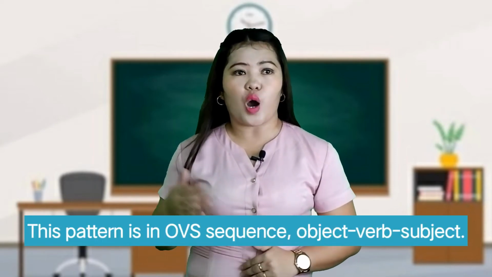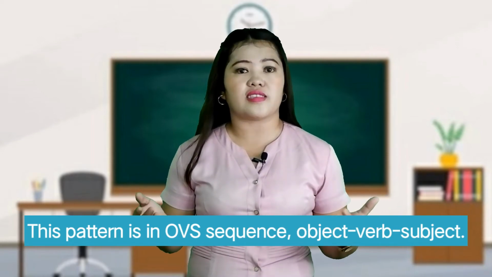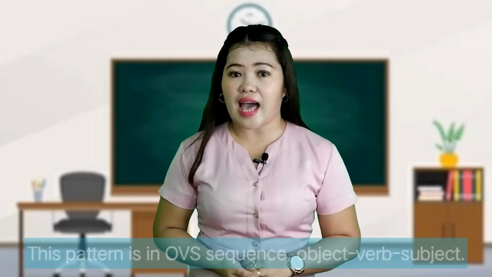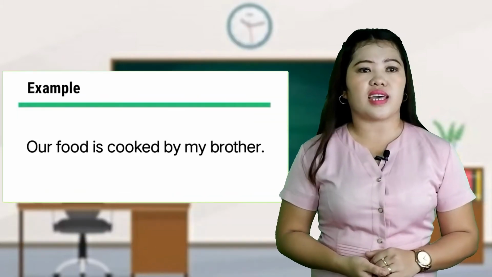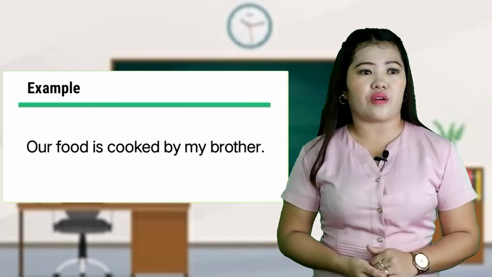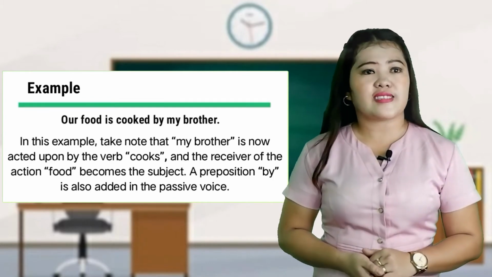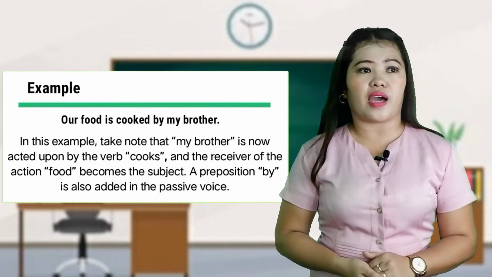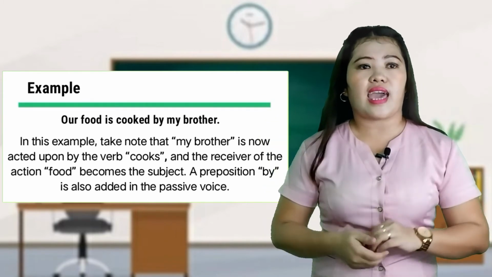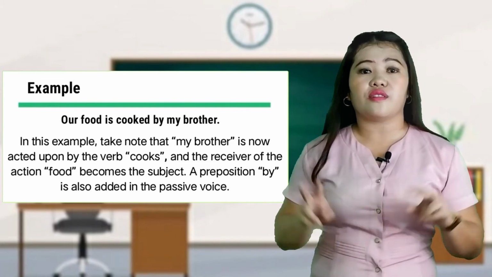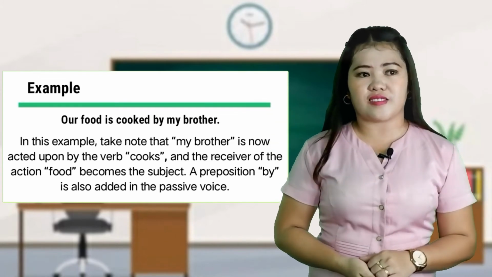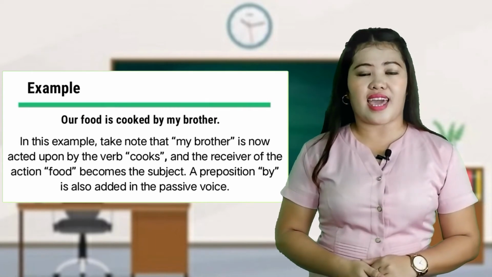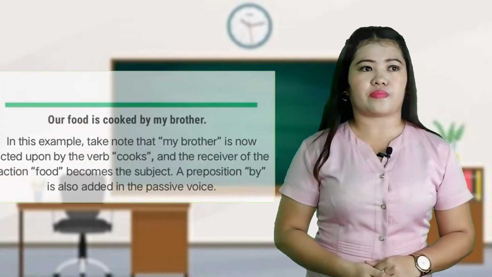This pattern is in OVS sequence: object, verb, subject. Example: our food is cooked by my brother. In this example, take note that my brother is now acted upon by the verb cooks, and the receiver of the action, food, becomes the subject. A preposition by is also added in the passive voice.